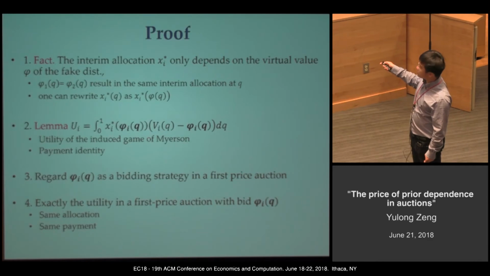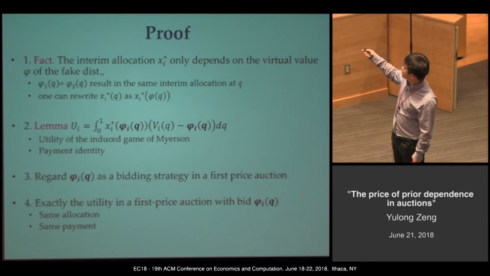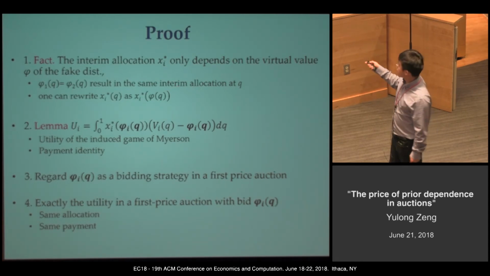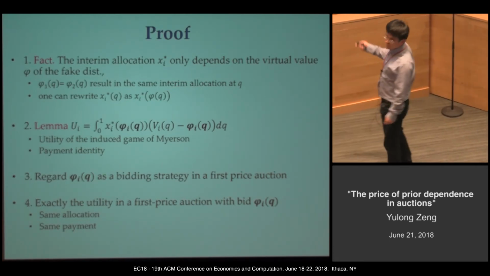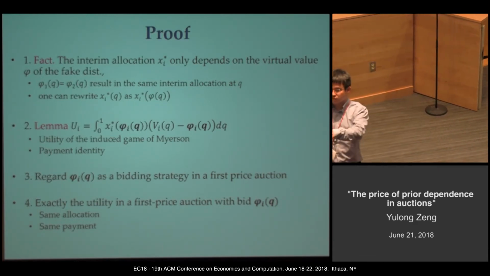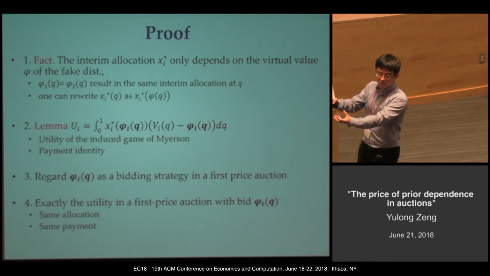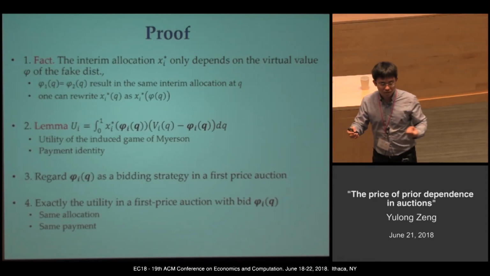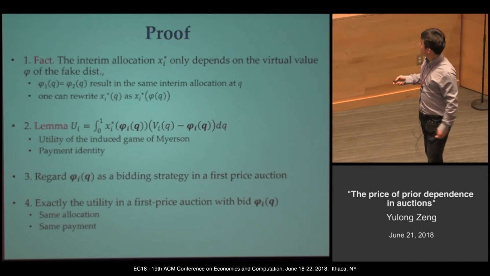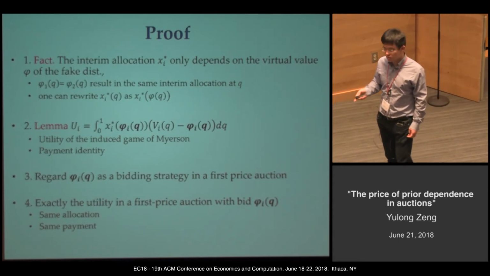So this is exactly the utility function of first price when you bid the virtual value in the Myerson auction. As a result, these two games are strategically equivalent. So here you report a fixed distribution which induces a virtual value. There you just submit a bidding function. Okay, and they share exactly the same utility function. So which means that these two games are the same. So these are strategic equivalents.